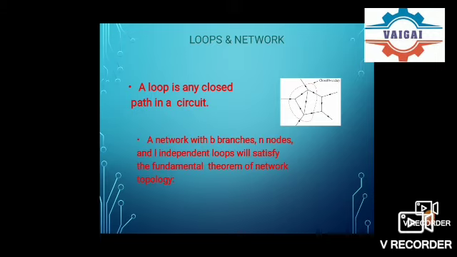Next, the network. A network consists of branches, nodes and independent loops that satisfy the equation B equal to L plus N minus 1. This formula is frequently asked in GATE questions. B equal to L plus N minus 1, where B is the number of branches, L denotes the number of loops, and N stands for the number of nodes.